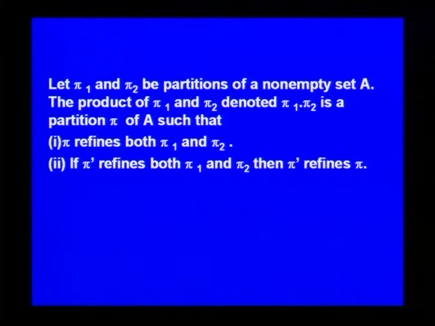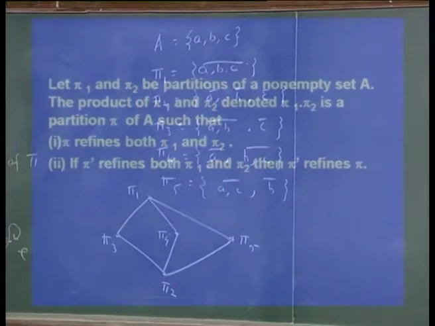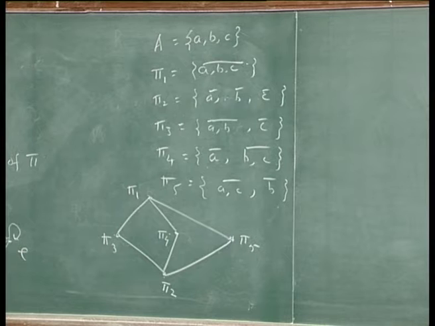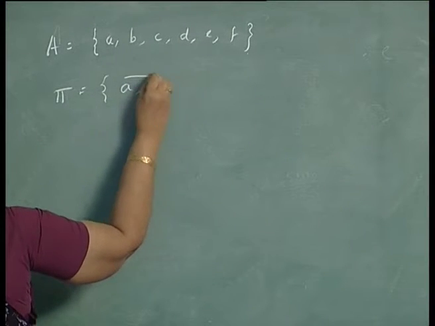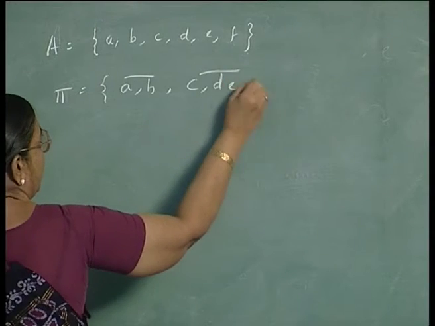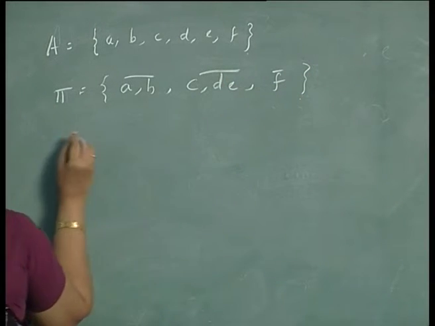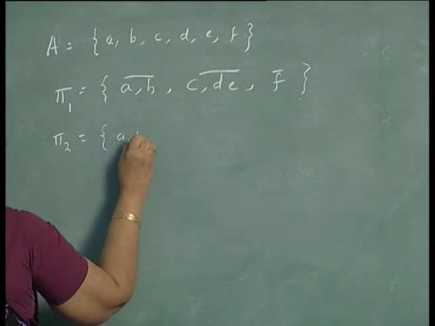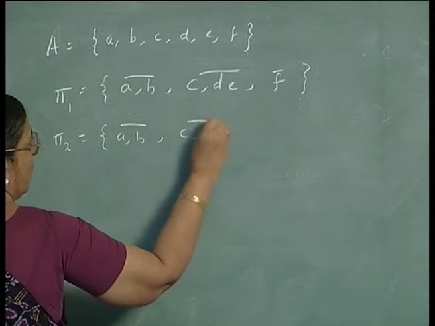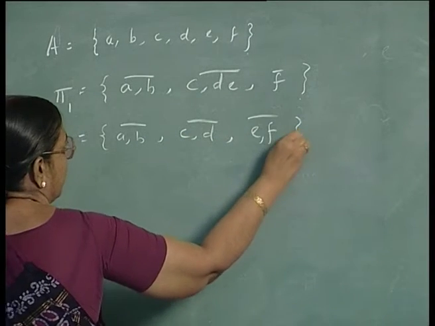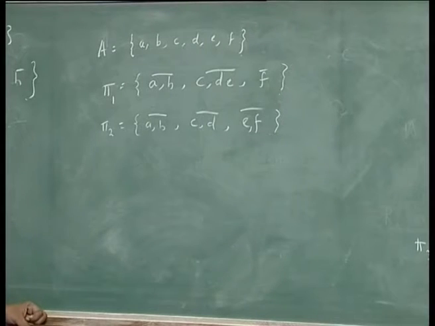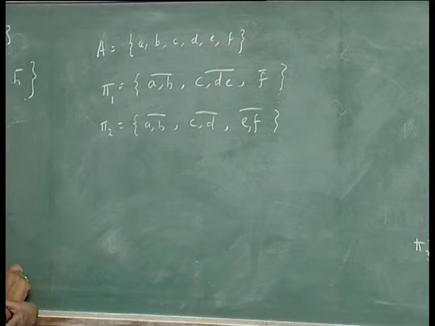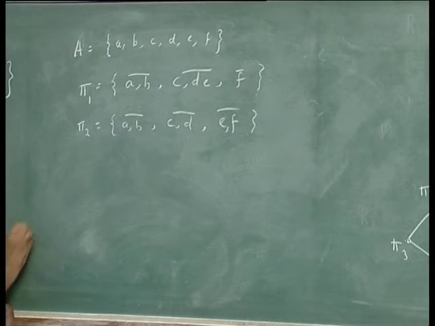So, let us see what is meant by the product of partitions. Let A, B, C, D, E, F be a set, and pi 1 a partition like this: A, B in one block, C, D, E in one block, and F in one block. This is pi 1. Pi 2 is A, B in one block, C, D in one block, E, F in one block. Okay, this is an example. What do you mean by the product of pi 1 and pi 2?